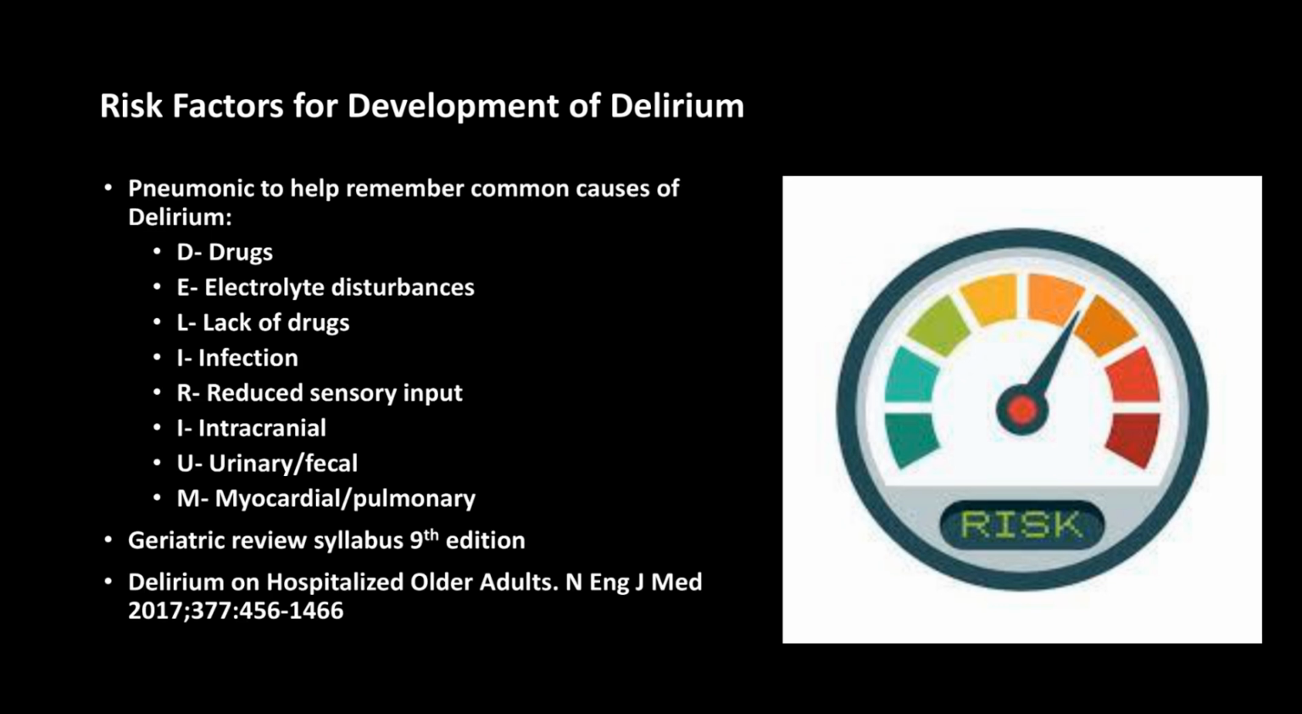Use the mnemonic DELIRIUM to remember common causes. D: Drugs. E: Electrolyte disturbances. L: Lack of drugs. I: Infection. R: Reduced sensory input. I: Intracranial causes. U: Urinary and fecal issues. M: Myocardial and pulmonary conditions.